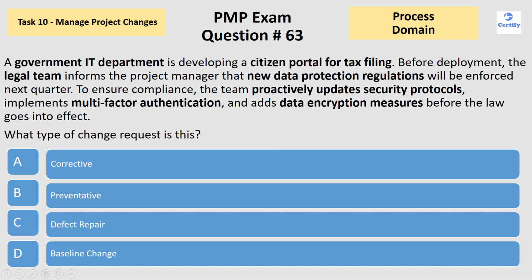A government IT department is developing a citizen portal for tax filing. Before deployment, the legal team informs the project manager that new data protection regulations will be enforced from next quarter. To ensure compliance, the team proactively updates security protocols, implements multi-factor authentication, and adds data encryption measures before the law goes into effect. What type of change request is this?